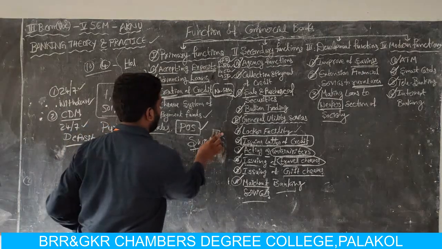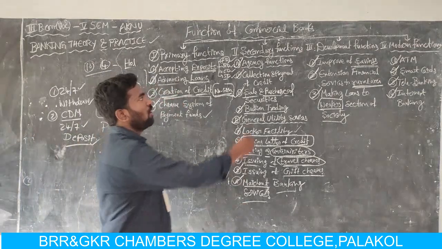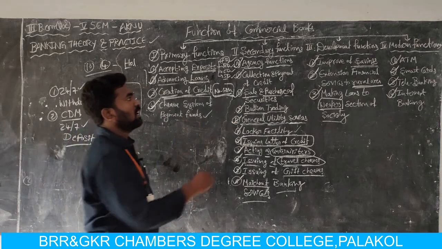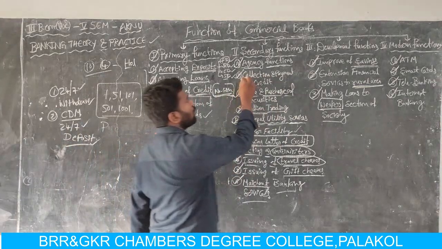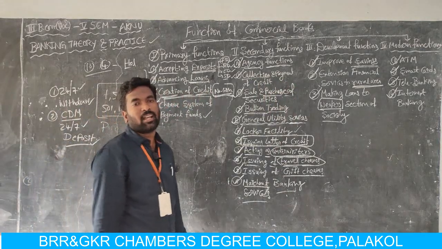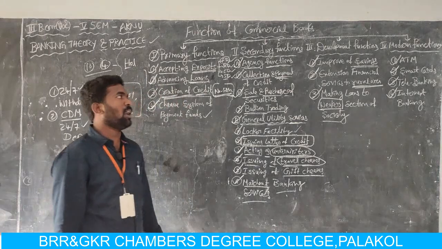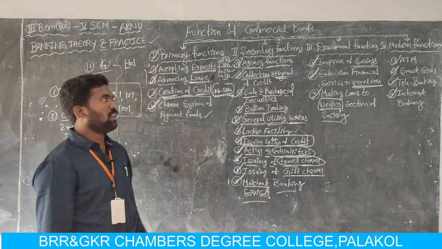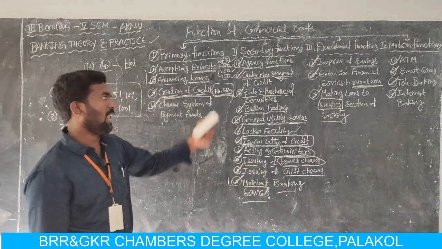And the second one is secondary functions. Secondary functions mean, first, agency functions and general utility services. In agency functions, there is collection and payment of credit. Collection means banks collect any amount instead of the customer. Banks also pay any amount instead of the customer. Payment means rent, insurance, power bills, electricity bill, whatever it is. Collection means any rent, interest, commission, brokerage, like that.